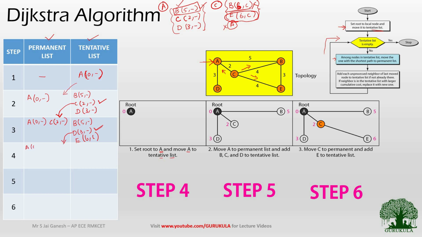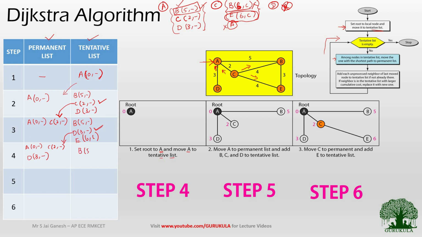Already we have A0 hyphen, and then C2 hyphen, and now we are moving D3 hyphen. Now let us put out the list of neighbors that is available at D. So D is connected only to A. Since A is already on the permanent list, we need not move it again to the tentative list. So the tentative list will not have any changes.